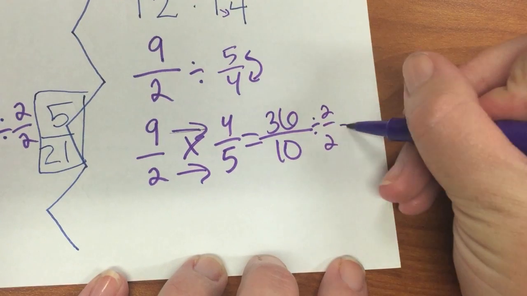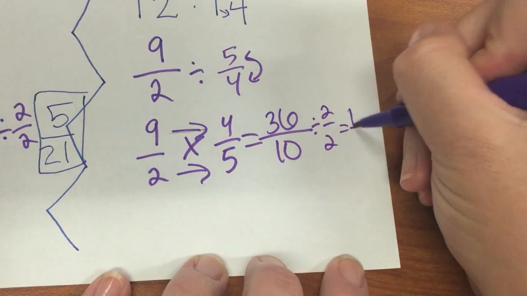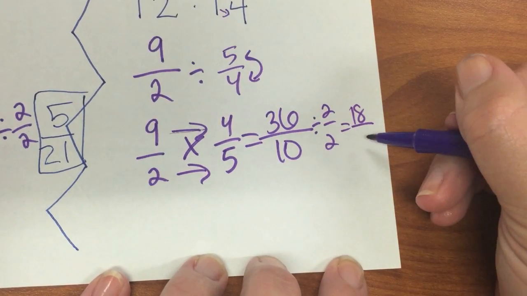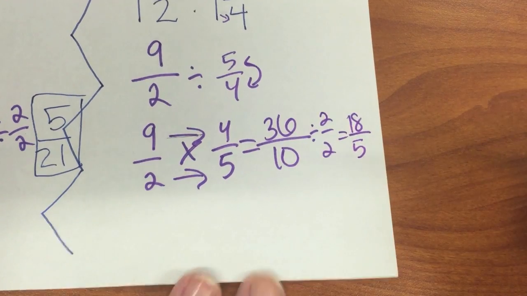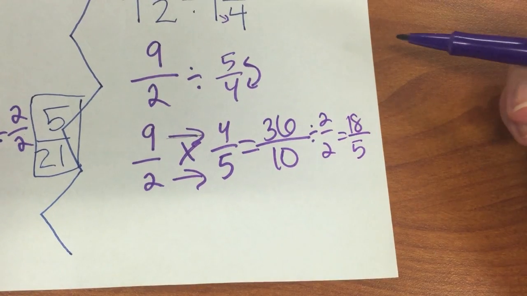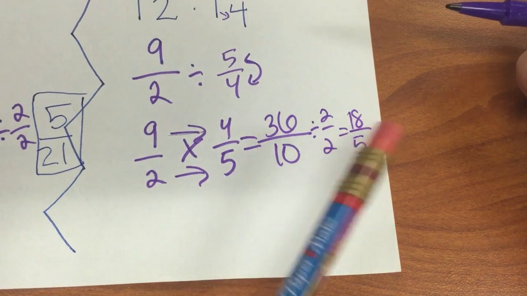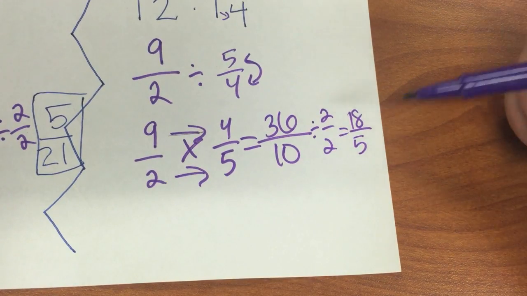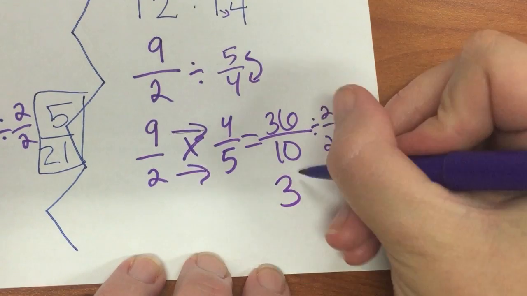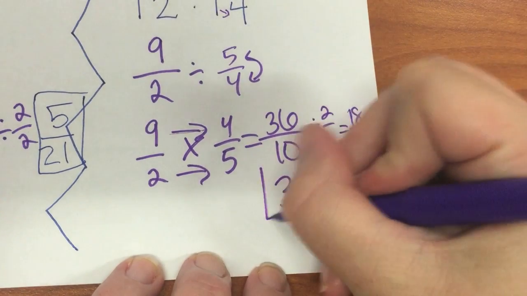So 36 divided by 2 would be 18. And 10 divided by 2 is 5. Now we just have to change it into a mixed number and we've got our final answer. We've got to simplify this guy. So how many times does 5 go into 18? 3 times, and I'm left with 3/5.